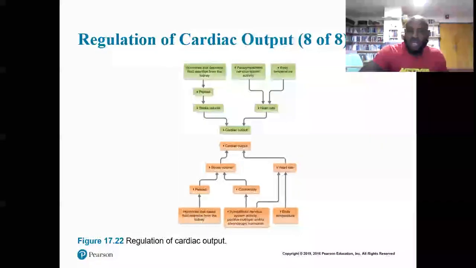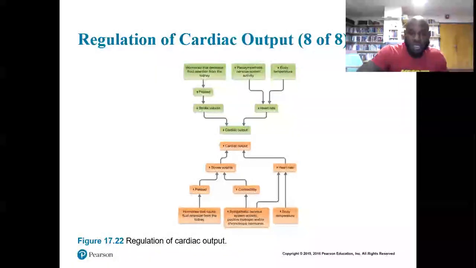And this is just a diagram showing you different ways your body can control your cardiac output, sort of putting together the last couple of slides, different ways your body can influence cardiac output.